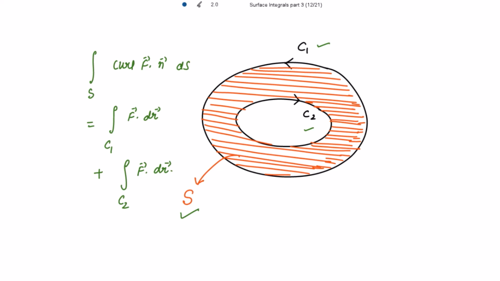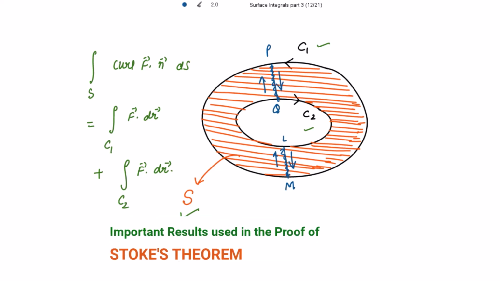The result will follow if we join the curves by any two lines. Suppose from P to Q, this is your first line, and joining this to this, that is the point L to M. And then we apply the theorem to the two surfaces thus obtained. The line integrals along PQ and LM will be taken in opposite directions and will consequently vanish on addition, right? So let's recall the important results used in the proof of the Stokes theorem.